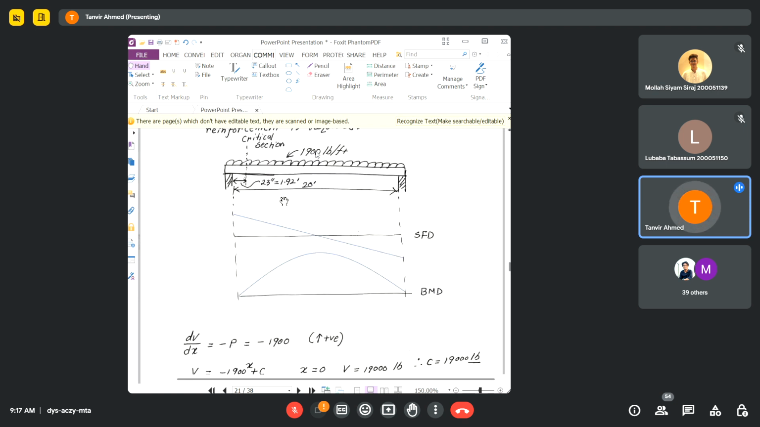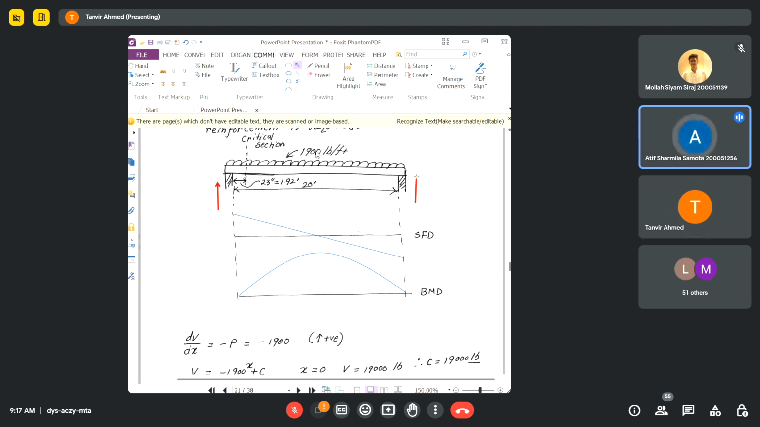Say for example, this is 1900 pound per feet. So what will the reaction at the supports be? This is one reaction and this is another. So it will be wL/2, right, sir? Yes, wL/2. So what will it be? 1900 times 20 divided by 2. So what will the value be?